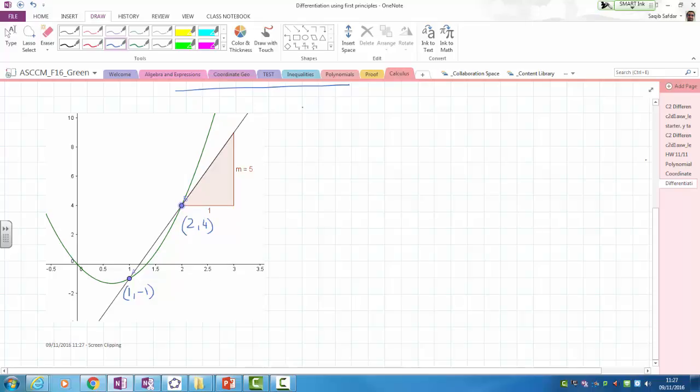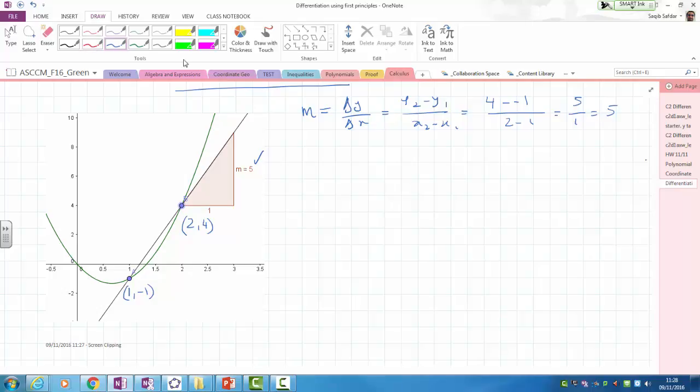So the gradient m, we know from GCSE, is the change in y over change in x, which is y2 take away y1 over x2 take away x1, which in this case will be 4 minus minus 1 divided by 2 take away 1, which is 5 over 1, which gives us a gradient of 5, which is correct. Is that okay so far? Alright.